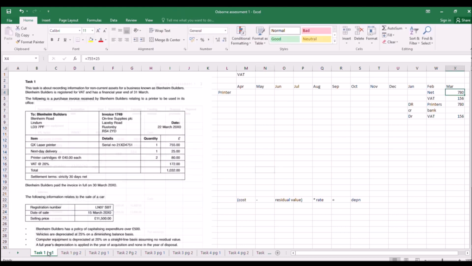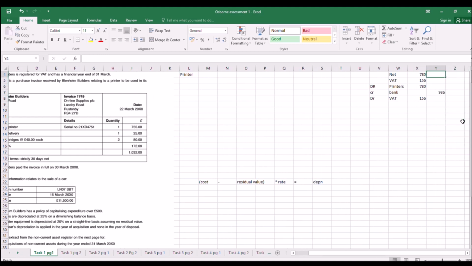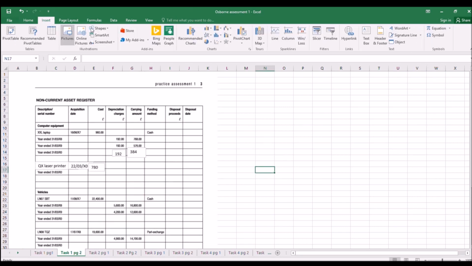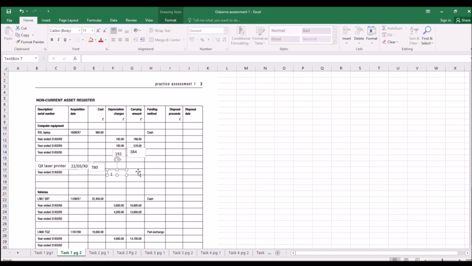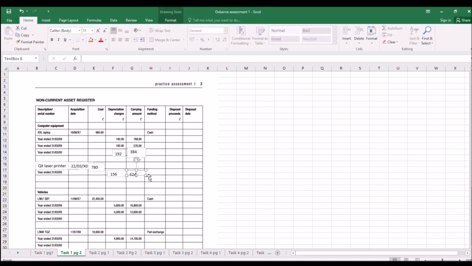Our depreciation charge then. It says that we are computing at 20% straight line, so the depreciation charge will be 20% of that on a straight line basis. We've got no residual value, so it's 156 for that one. Insert. It goes into that line there, which is in a particular year. And our carrying amount then will be the 780 minus the 156, which is 624.